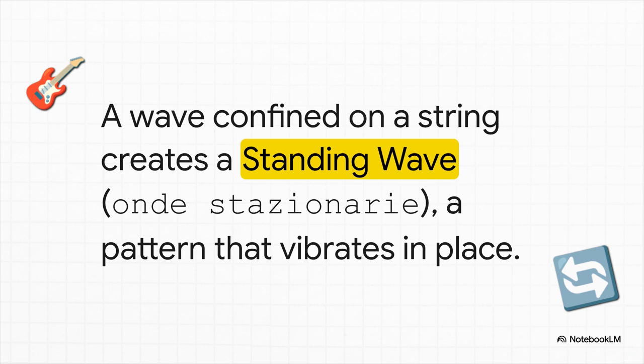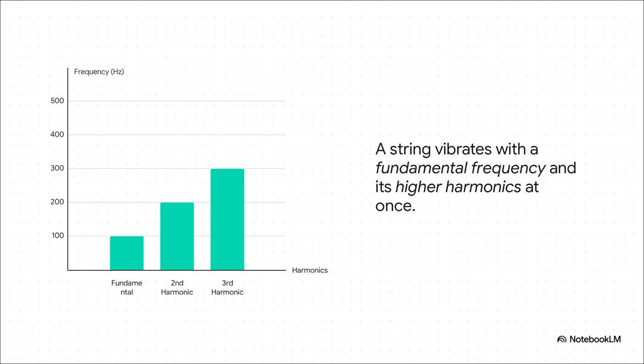When you pluck it, the wave travels down the string, hits the end, reflects back, and interferes with itself. It creates this perfect, stable pattern that looks like it's just vibrating in place. That beautiful, stable vibration is the foundation of almost every musical note you've ever heard. But here's where it gets really wild. A string doesn't just vibrate in one big way. It actually vibrates in multiple ways all at the same time.